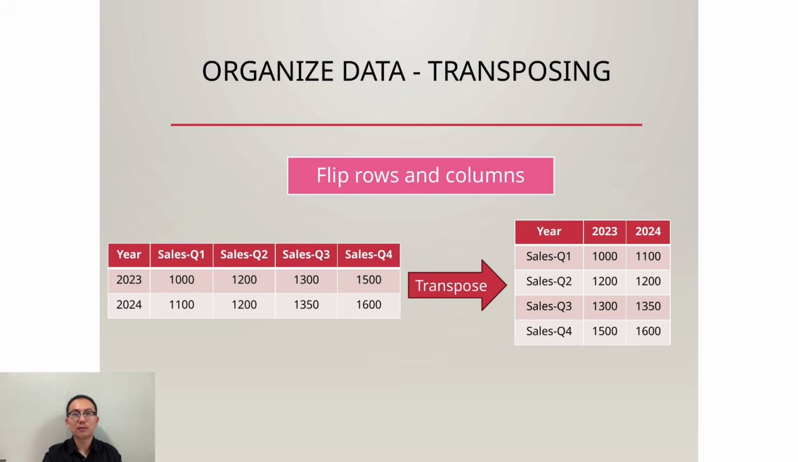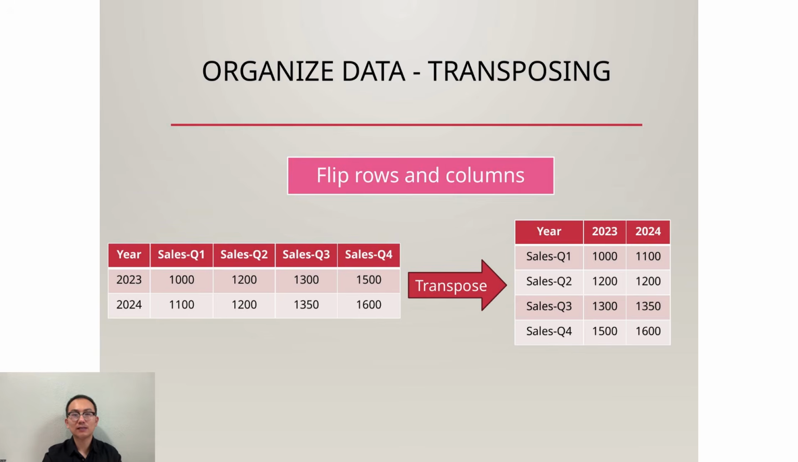For example, imagine you have a table where each row represents a year and each column shows sales for a different quarter. If you transpose that table, now each column becomes a year and the rows show the quarter by quarter sales. It's a quick way to reorganize your data, especially when a different format makes it easier to analyze or visualize.